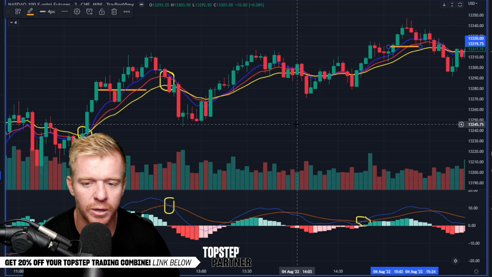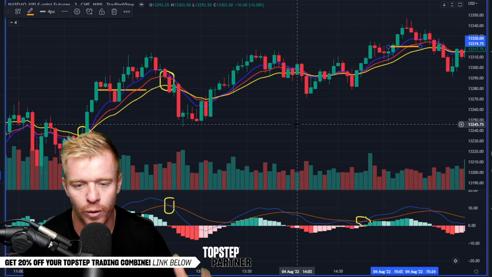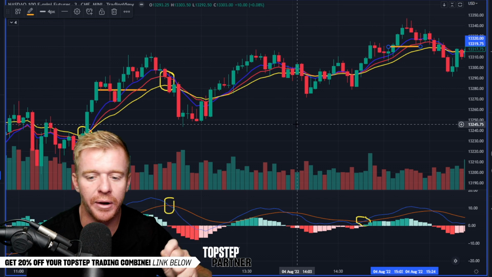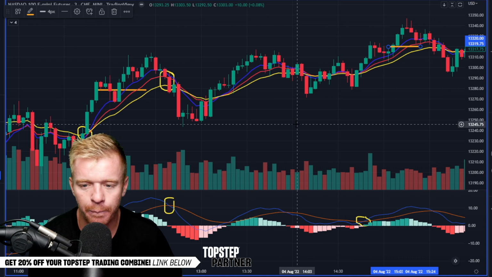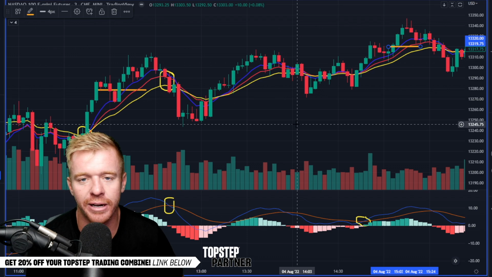But the key here is to focus on the different indicators, right? When everything lines up perfectly, you're going to have that much better of a trade. The percentage chance of having a winning trade, when all of your indicators are lining up perfectly, when everything that you need is perfectly lined up, is going to be much, much higher.